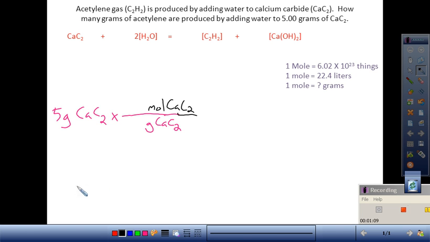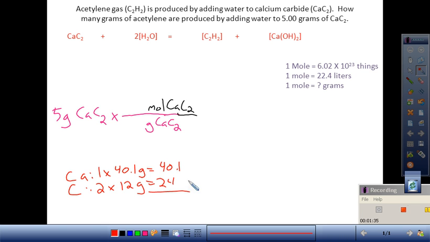and I go to my periodic table, and I'm going to look up calcium, and I have one of those, and I'm going to look up carbon, and I have 2 of those. On my periodic table, calcium has a value of 40.1, rounded to tenths. Carbon has a value of 12. So I'm going to add all those together. My molar mass of calcium carbide is 64.1 grams. So I'm going to put that up here, and it's always 1 mole.